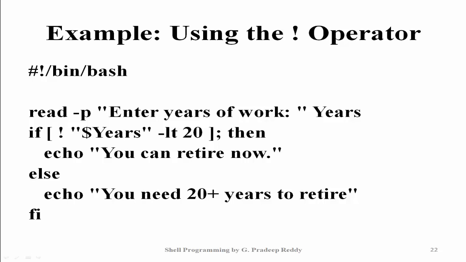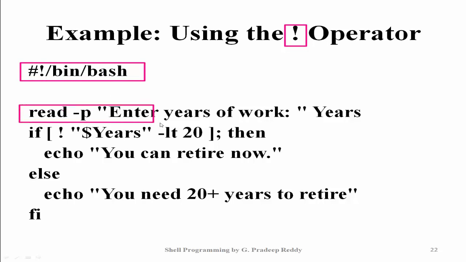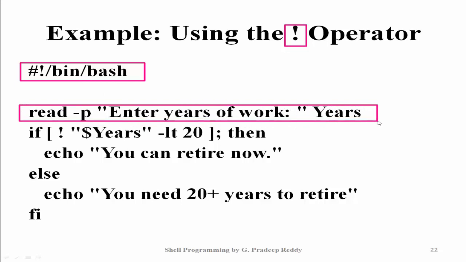Next you are using the exclamation operator, which is the not operator. How are we going to use a not operator? Here you are going to use a shebang, exclamation followed by /bin/bash. Here you are going to read "enter the number of years". It is going to prompt how many years you have worked, and the years you enter are stored.